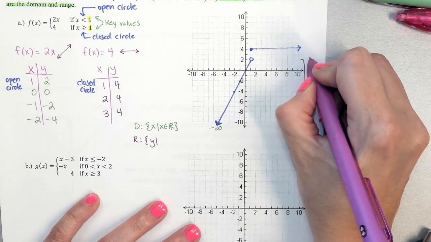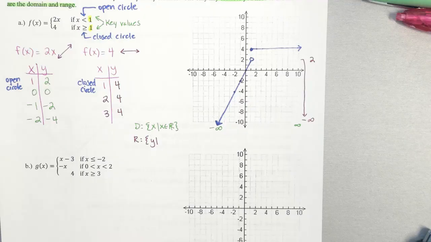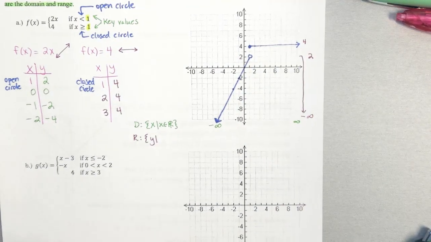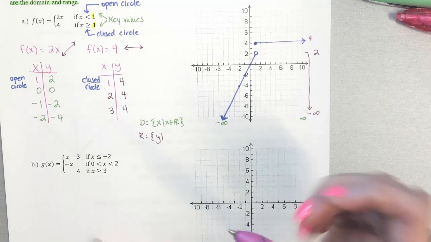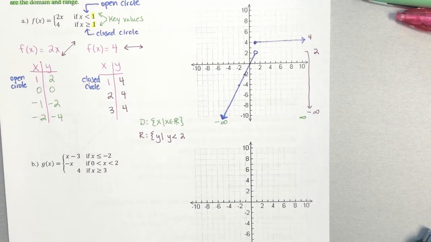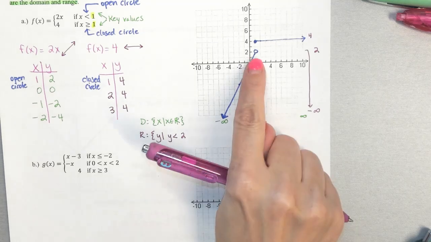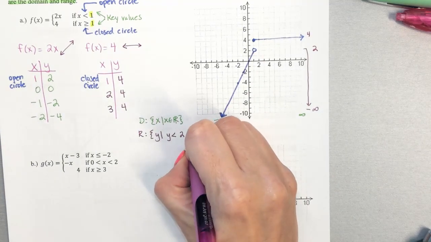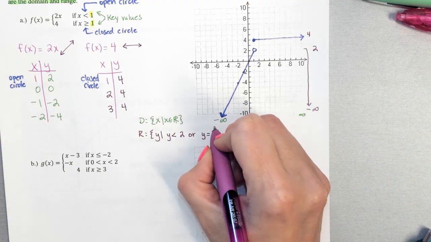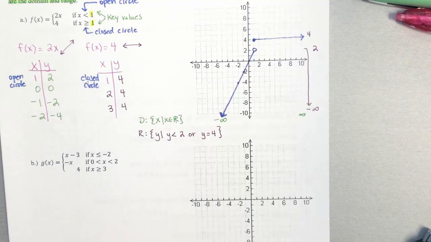So on the y, that's a 2, and then there's a gap here, and it picks up again at 4. So this part, because it's an open circle, is y is less than 2, not less than or equal to, because you have an open circle, or it's equal to 4, so we're just going to say or y equals 4. So y is less than 2, or y is equal to 4.